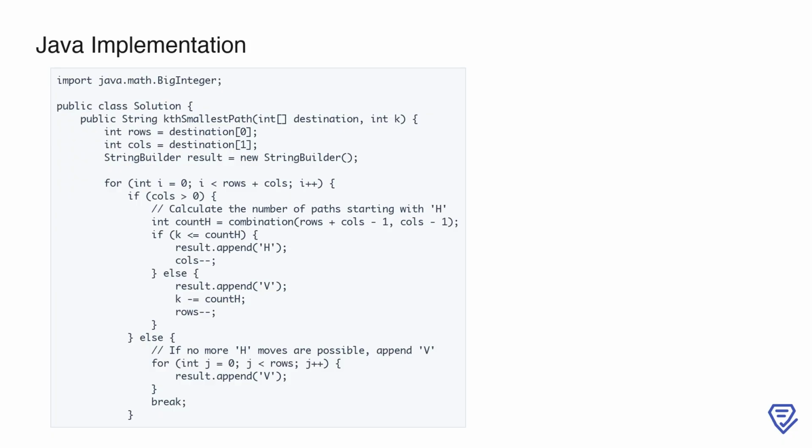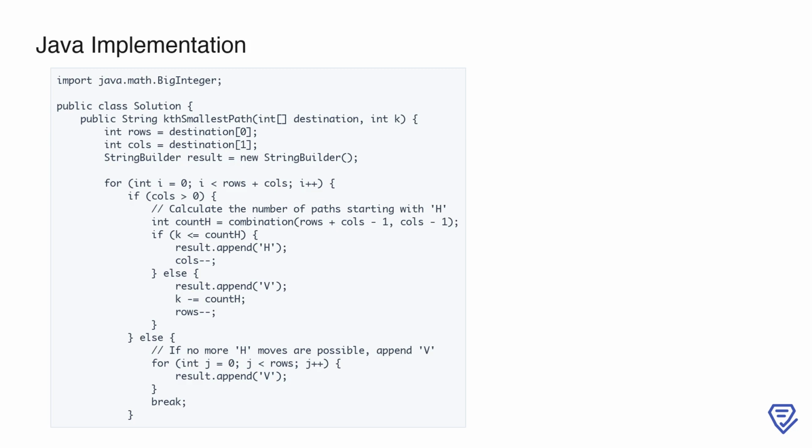In the kth smallest path method, we take two inputs: the destination array representing the target coordinates and the integer k denoting the kth smallest path we need to find. We then initialize rows and cols to represent the number of vertical and horizontal steps required to reach the target. A StringBuilder object, result, is used to build the path step by step efficiently.